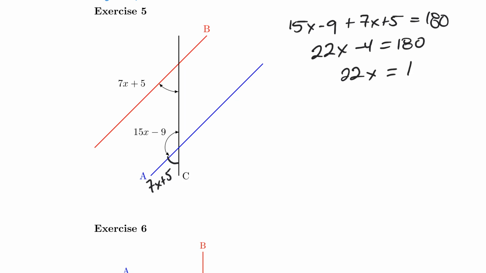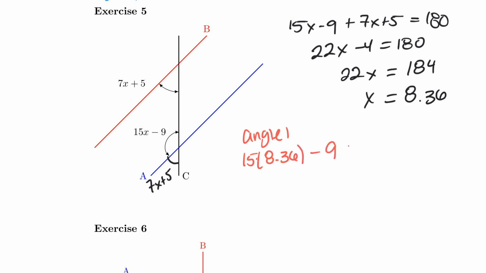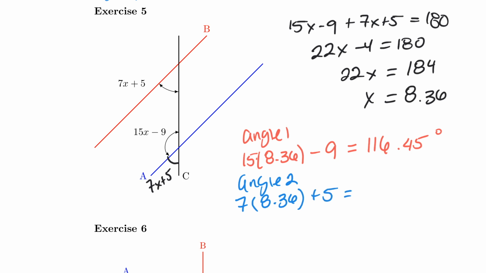22x is equal to 184. X is equal to 8.36. Okay, if x is equal to 8.36, we could solve for both angles now. So let's say that angle 1 is equal to 15 times 8.36 minus 9. This is equal to, you guys need a calculator to do this, 116.45 degrees. And for angle 2, we have 7 times 8.36, because that's the value of x, plus 5. And this is equal to 63.52. These two angles, this one and this one, should add up to 180 degrees. That's why we looked for x.